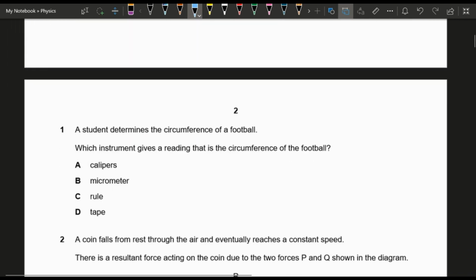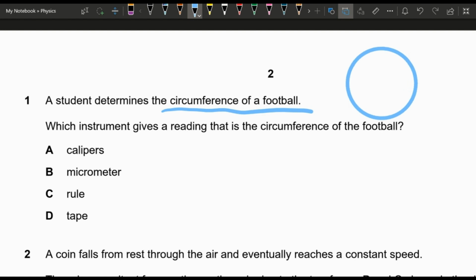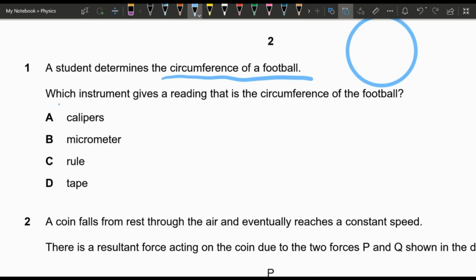So question number 1. A student determines the circumference of a ball. Whenever you read a question, first you need to understand what kind of shape it is and what the circumference is. The circumference is the outer boundary, and he needs to determine the circumference of this football. So which instrument gives a reading that is the circumference of the football?